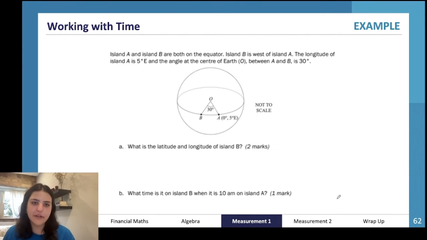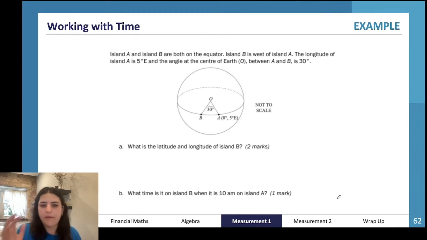Okay, here's another example. Island A and Island B are both on the equator. Island B is west of Island A. The longitude of Island A is 5 degrees east, and the angle at the center of the Earth O between A and B is 30. So you can see that it's kind of drawn out this little triangle or trigonometry problem for us there, right? So the question for question A, what is the latitude and longitude of Island B?